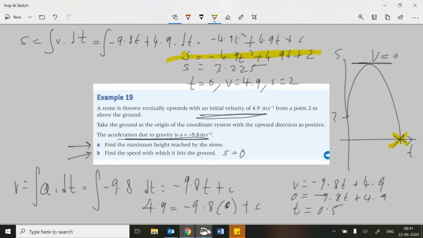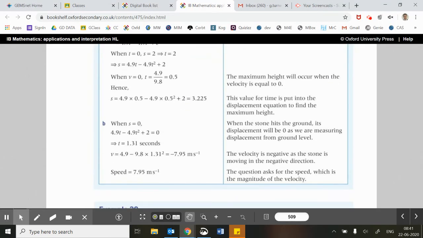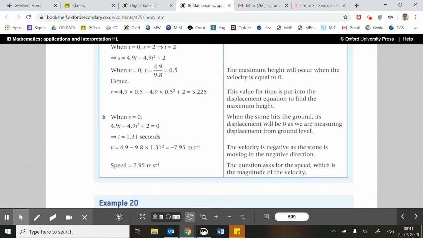Here's a formula for displacement. So we need to set s equal to 0, which is what I was saying previously. If we set s equal to 0, then we can solve the quadratic. When you solve the quadratic, you can just type that into your calculator, use your GDC for that, or your normal Casio will solve quadratics as well. And just looking back, you can see that's exactly what they've done, and they've come up with 1.31 seconds.